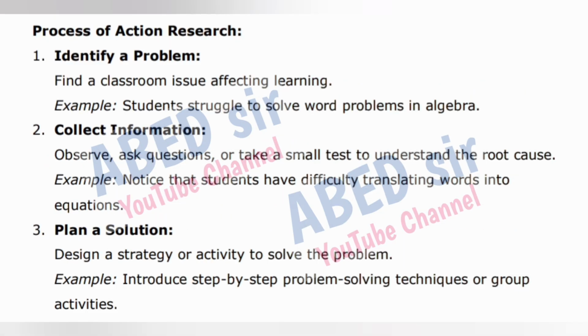Process of action research. 1. Identify a problem. Find a classroom issue affecting learning. Example: students struggle to solve word problems in algebra. 2. Collect information. Observe, ask questions, or take a small test to understand the root cause. Example: notice that students have difficulty translating words into equations.